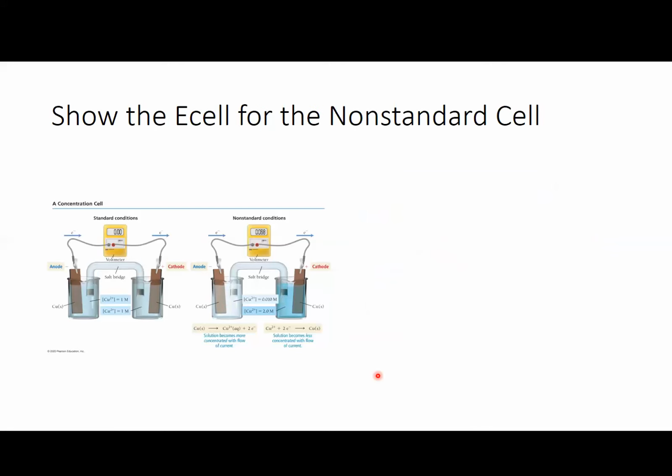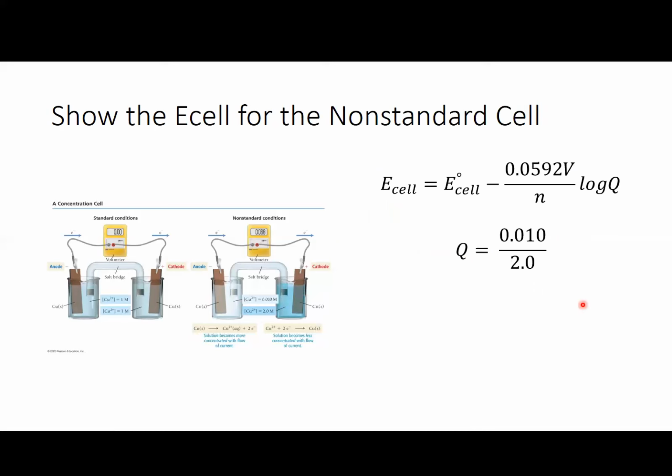So we should be able to figure out what an Ecell for a non-standard cell is. So here is our Nernst equation. Ecell is equal to E0 cell minus 0.0592 over n times log of Q. So in this particular instance, Q is basically our anode over our cathode, or whatever's on our reactant side going to our product side. So 0.01 divided by 2. So we just plug that in here for this Q. Now there are 2 electrons being exchanged here.